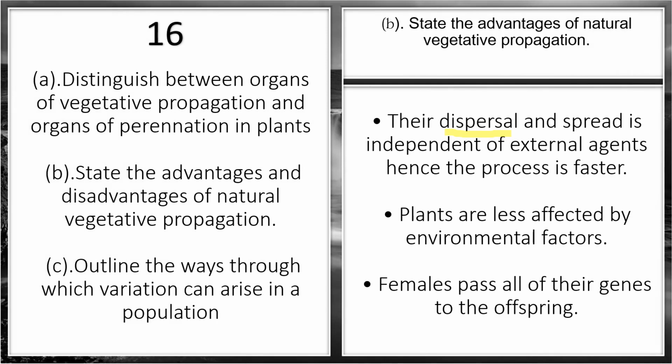Their dispersal and spread is independent of the external agents, hence the process is faster. Plants are less affected by environmental factors. Parents pass all their genes to their offspring.